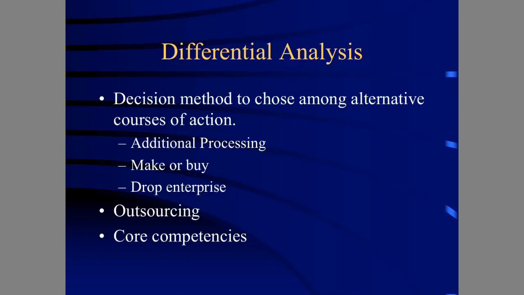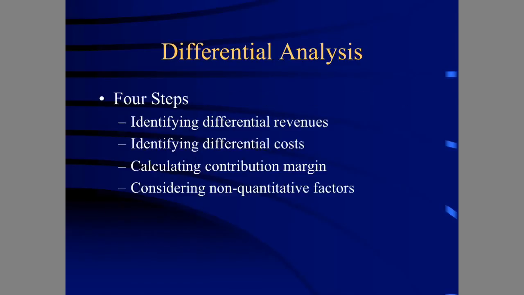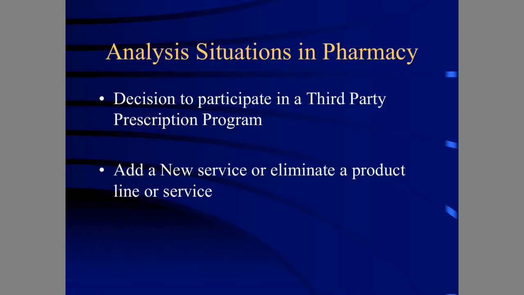What do we need to purchase in terms of expenses to make or buy, or should we just drop the service altogether? Is this a service maybe we should outsource to somebody else to do? And is it a core competency of our business plan? So the 4 steps in doing differential analysis are the following. Identify differential revenues. Identify differential costs. Calculate that contribution margin and consider non-quantitative factors.